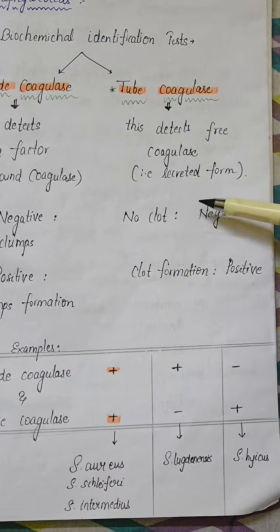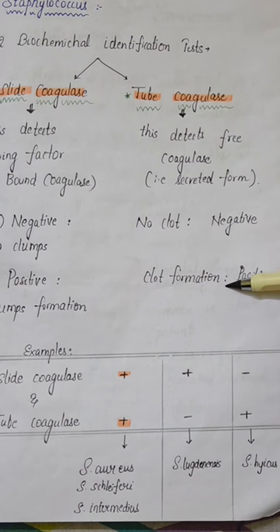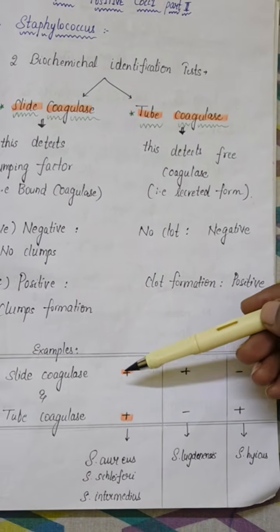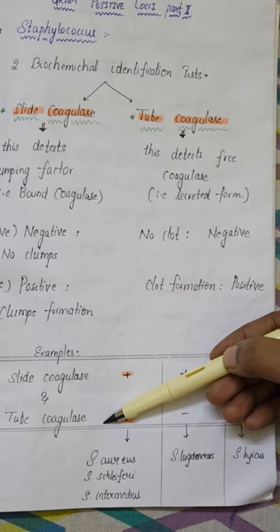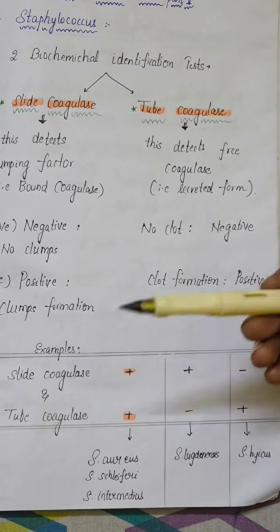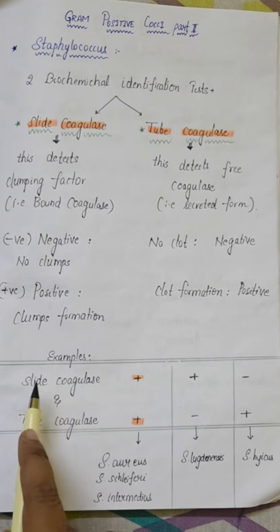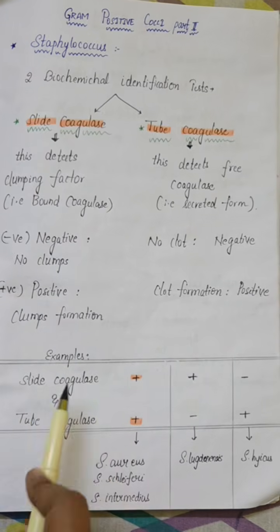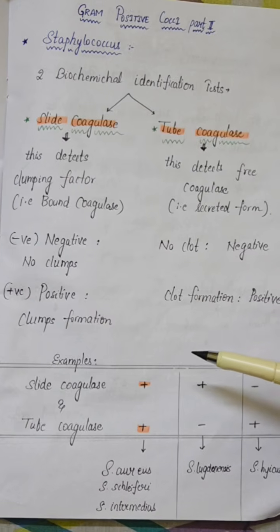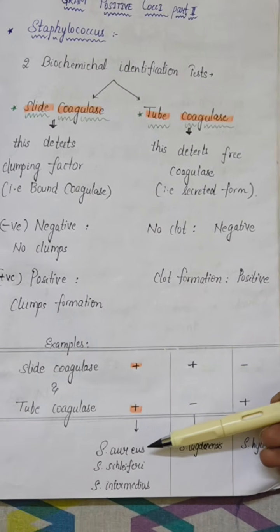For tube coagulase, when there is no clot formation, it is negative. When clot formation is seen, you can say the test is positive. You have to remember these examples of when the slide coagulase is positive and when it is negative, and in the same way when tube coagulase is positive and when it is negative. There are some organisms which are both slide coagulase positive as well as tube coagulase positive.